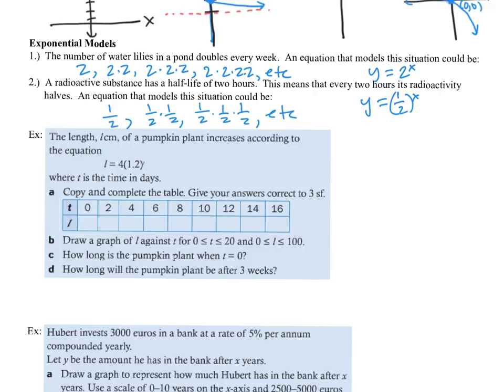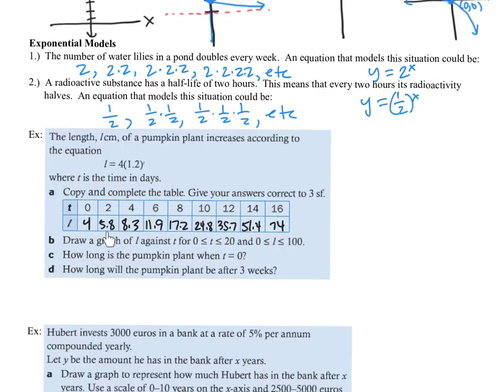When t is 0, the output's going to be 4. And then when t is 2, the output would be 5.8. And then 8.3, 11.9. Again, this could all be generated on your calculator using the table function. 35.7. So one thing about exponential functions is notice that these values are increasing, and they're increasing at an increasingly rapid pace. Exponential functions grow bigger very quickly.